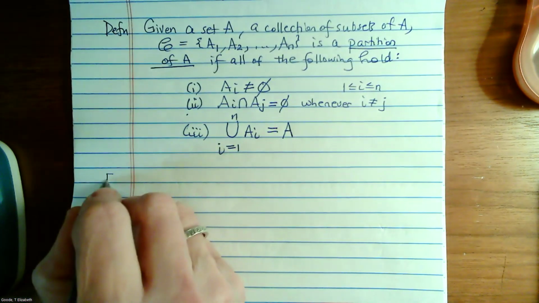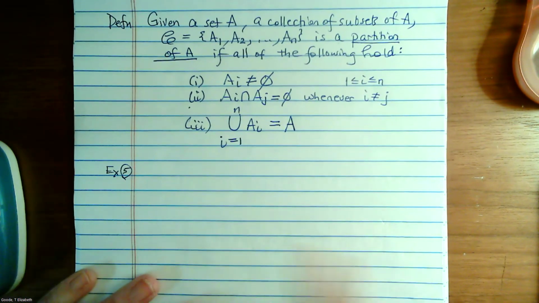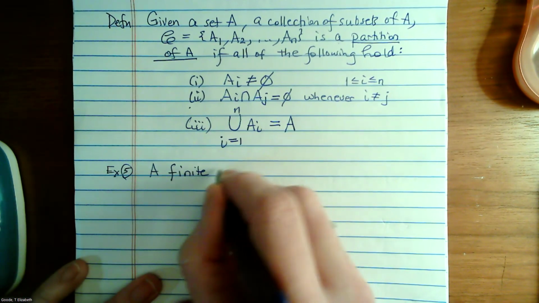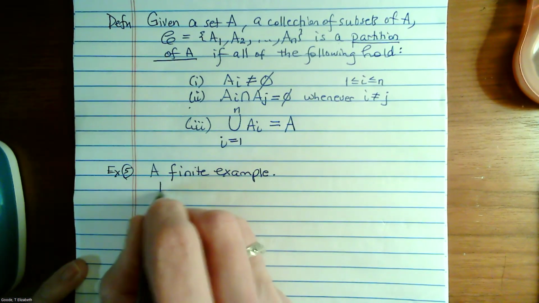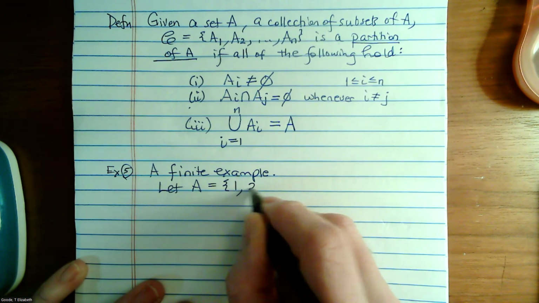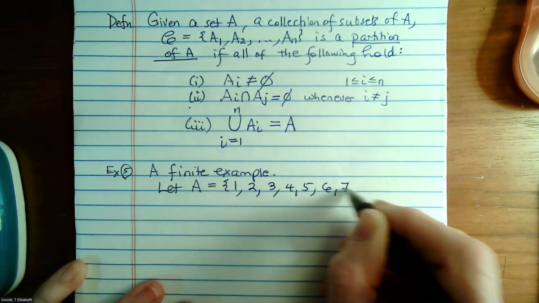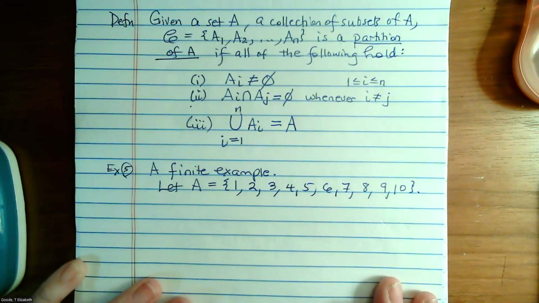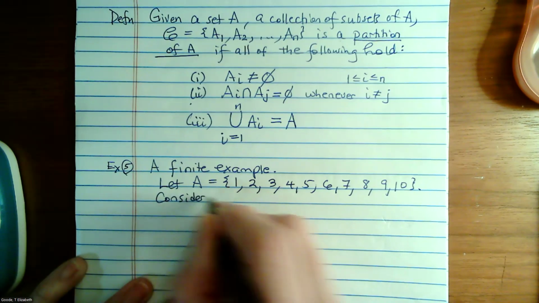Let's look at an example. We're going to look at a finite example and an infinite example. We have enough time for just a couple of examples. All right, let's look at a finite example. So let's let A be the set of integers between 1 and 10 inclusive. So 1, 2, 3, 4, 5, 6, 7, 8, 9, and 10 are all in there. Okay? Consider this collection of subsets of A.